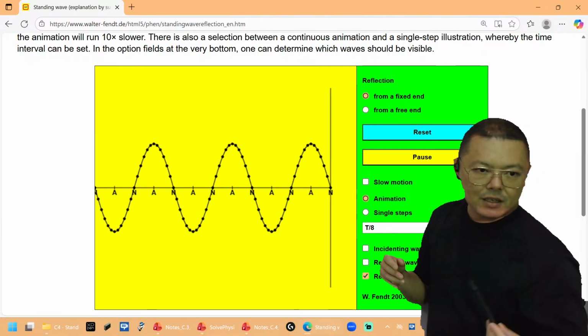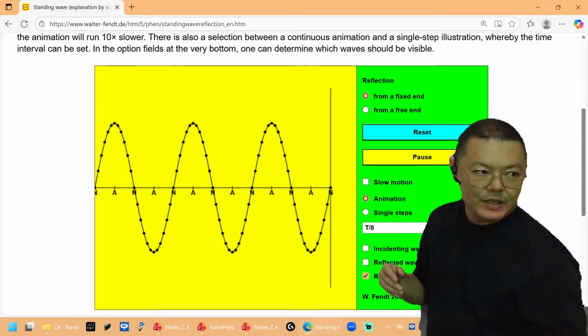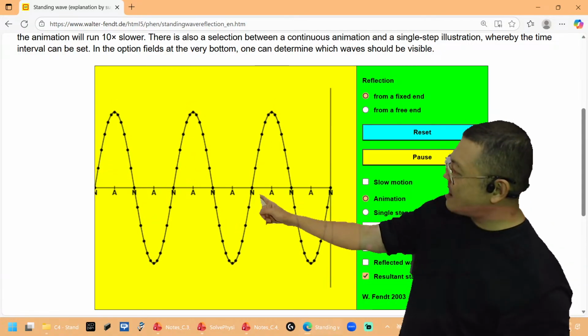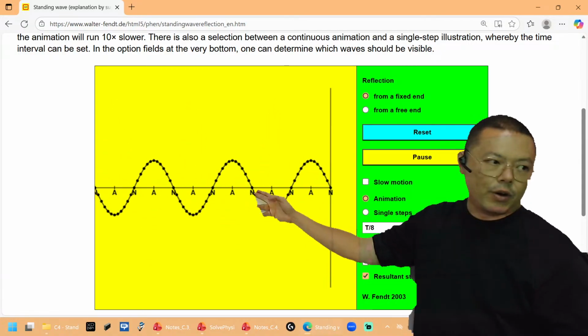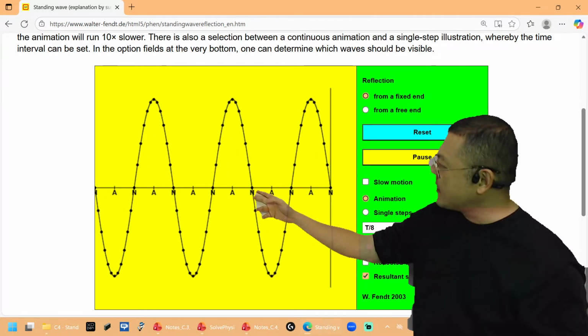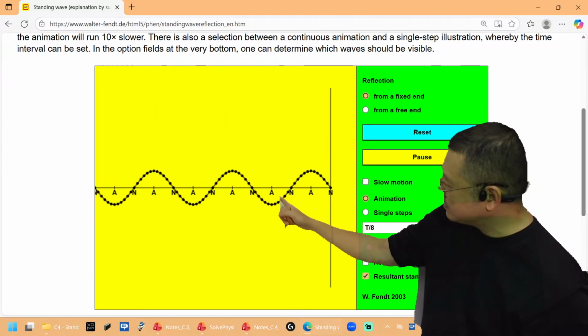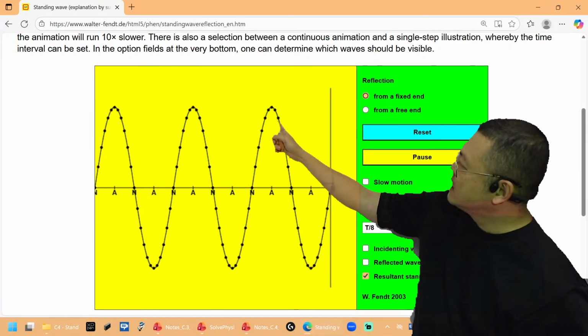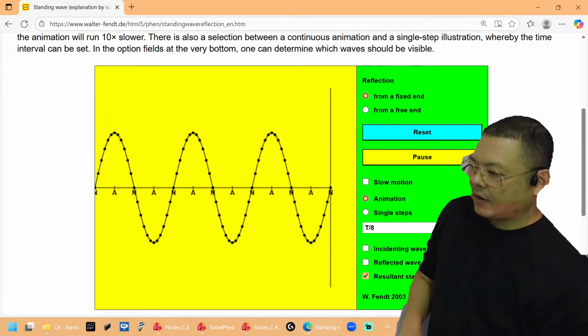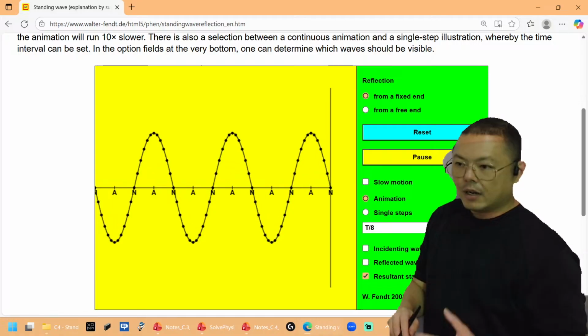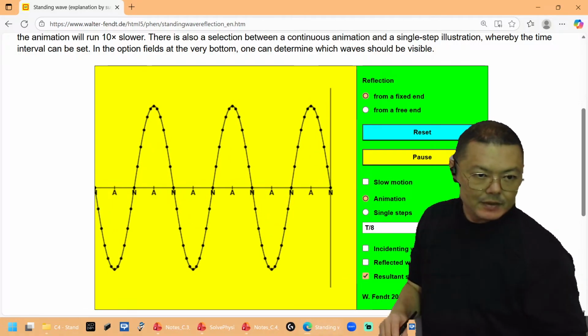You have this concept of nodes and antinodes, right? Look at this. There are some particles that absolutely do not move at all. They're nodes. And then you have some particles which have the biggest amplitude, right? That's another feature of your standing wave. The traveling wave doesn't have that. You understand what I'm saying?